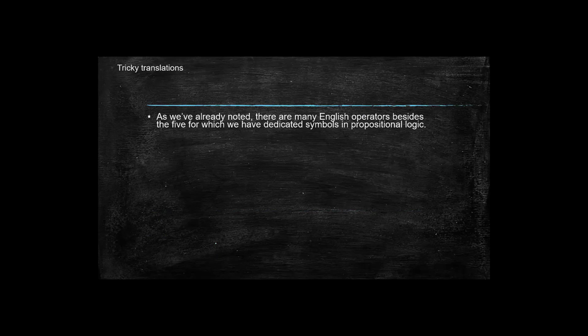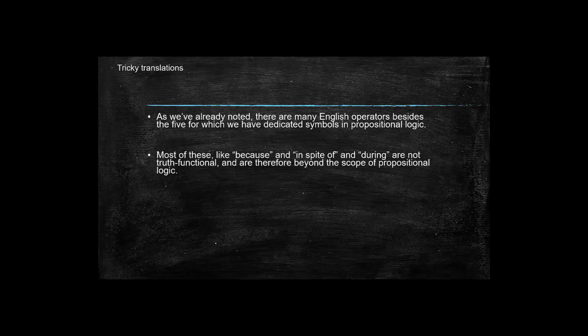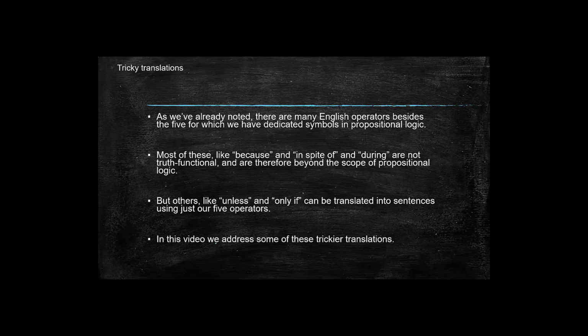All right, so we've already noted there are many English operators besides the 5 for which we have dedicated symbols in propositional logic. Most of these, like because and in spite of and during, are not truth functional and are therefore beyond the scope of propositional logic. But others, like unless and only if, can be translated into sentences using just our 5 operators. So in this video, we address some of these trickier translations.